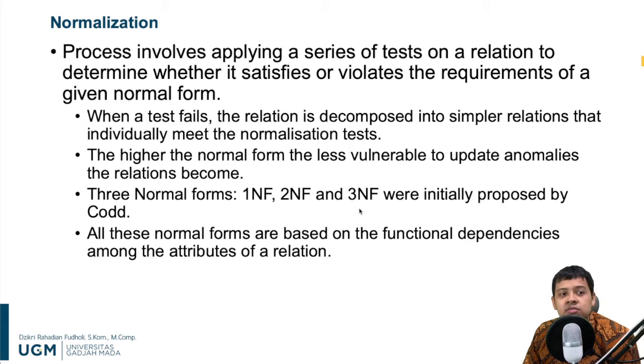We have three normal forms that we're going to see in the example in this video, which are 1NF, 2NF, and 3NF, initially proposed by Codd. All of these normal forms are based on functional dependencies.